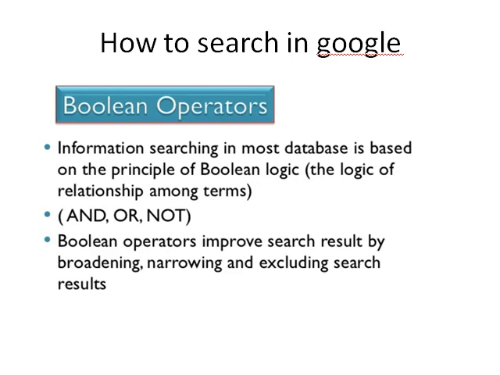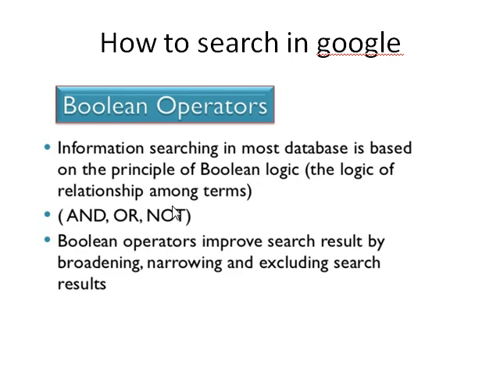The other operators of Google are the Boolean operators: and, or, and not. Okay, it means some logical relationship between the terms: and, between two terms; or, between two terms; not, it means omit some terms. These Boolean operators improve your search. You can broaden or narrow your search.